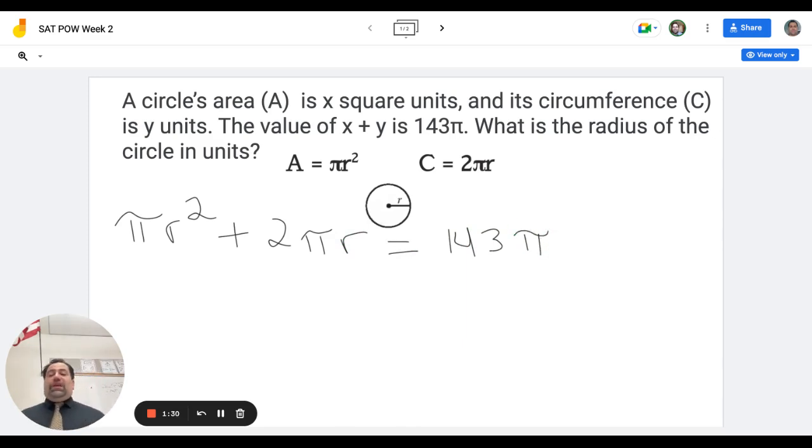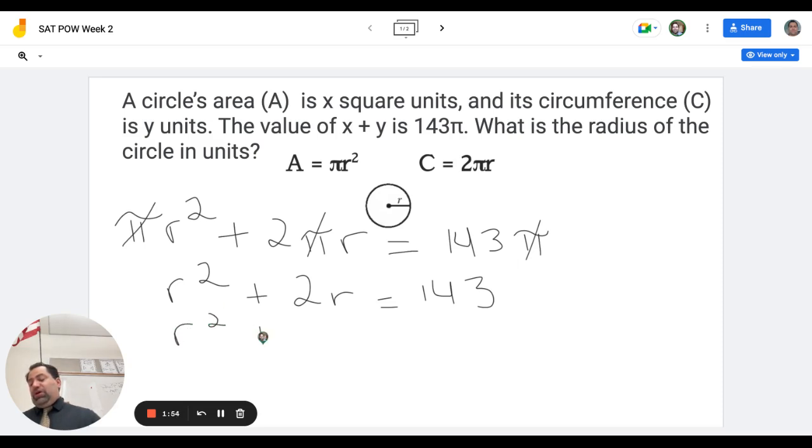You can see here that they have a greatest common factor of pi, so we can actually take a pi out of this equation, meaning that a pi will be removed from each, meaning we are left with r squared plus 2r equals 143. I'm going to subtract 143 from each side, getting r squared plus 2r minus 143 equals 0.